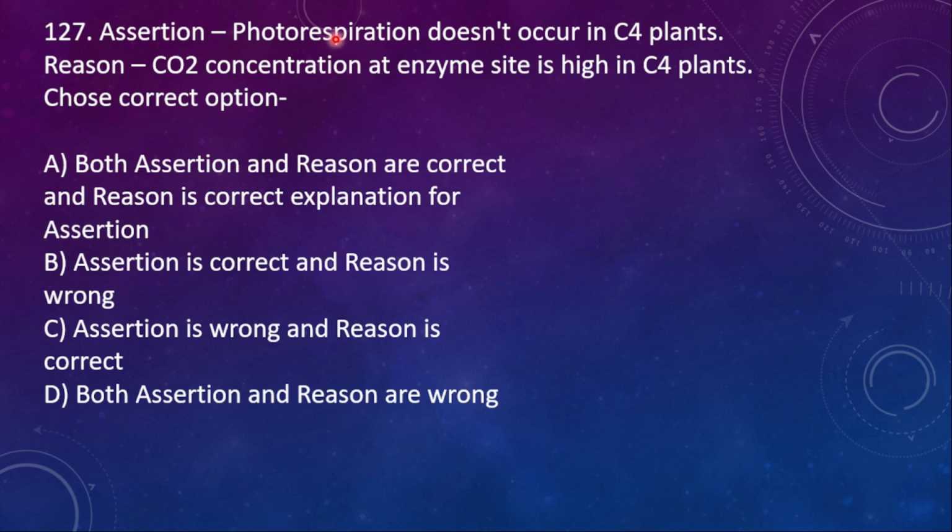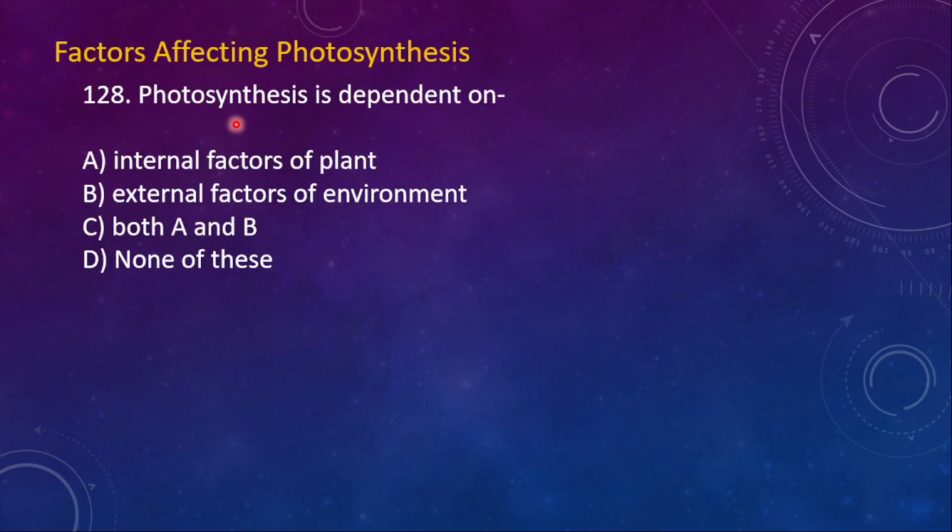127. Assertion: photorespiration doesn't occur in C4 plants. Reason: CO2 concentration at enzyme site is high in C4 plants. So choose the correct one. Here the correct option is option A.